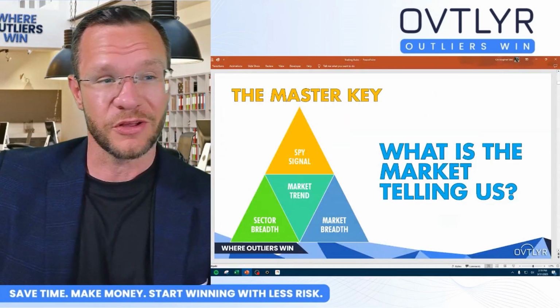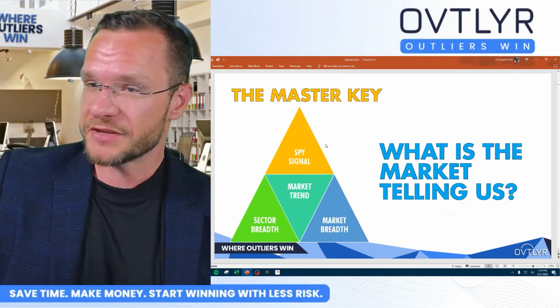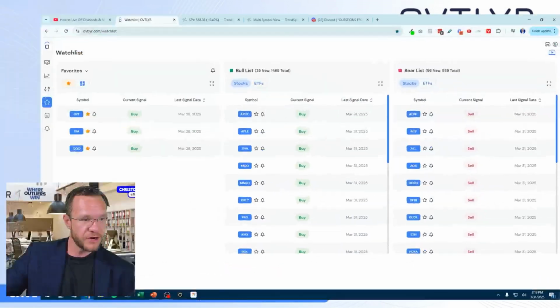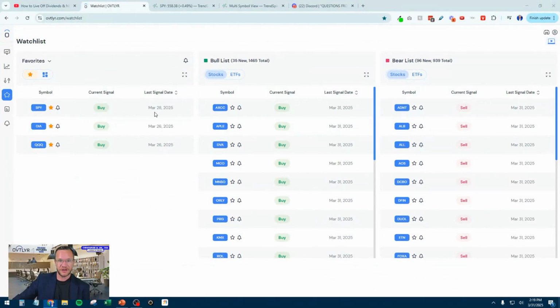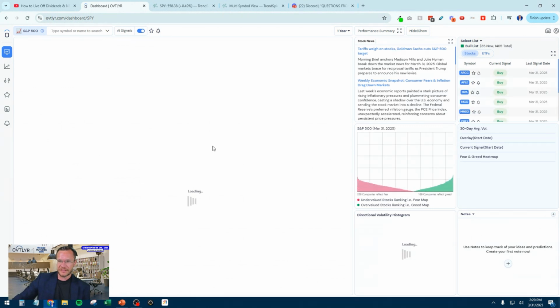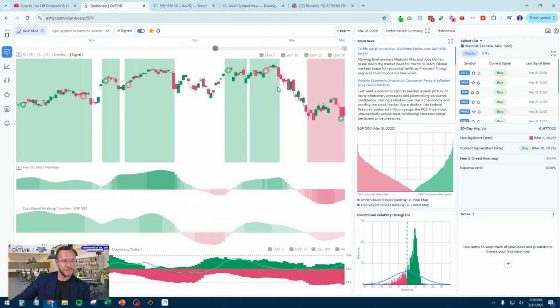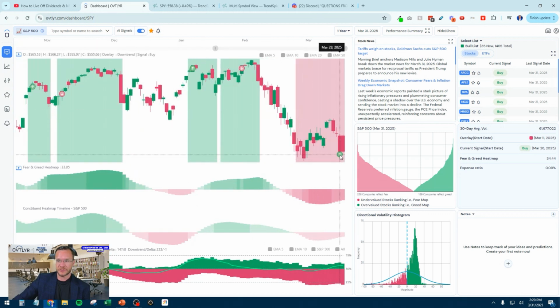And we do that by looking at the master key. Now, the master key has a few key portions here. First is the SPY. If we go over here into OVTLYR, we can see the SPY is sitting on a buy signal today on March 28th. That's when the buy signal came through. Now, this buy signal within a downtrend can absolutely be a little bit confusing. But when I see a buy signal within a downtrend, I don't look to go long just yet. What this is telling me is if I had shorts, this would be the time to close my shorts. So in a downtrend, if you see a buy signal like this, that's really a buy to close.